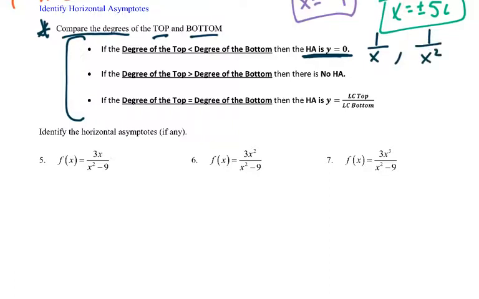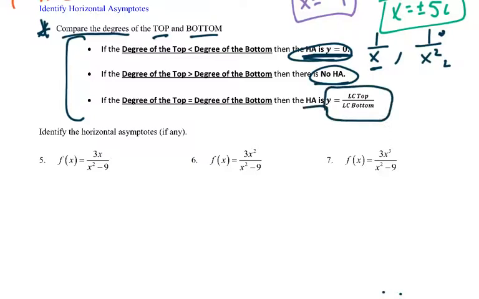The degree of the top is 0, the degree of the bottom is 1. The degree of the top here is 0, the degree of the bottom here is 2. We have a horizontal asymptote at y equals 0. Okay? If the degree of the top is greater than the degree of the bottom, then there is no horizontal asymptote. And if the degree of the top is equal to the degree of the bottom, then the horizontal asymptote is written as a fraction, y equals the leading coefficient of the numerator over the leading coefficient of the denominator.